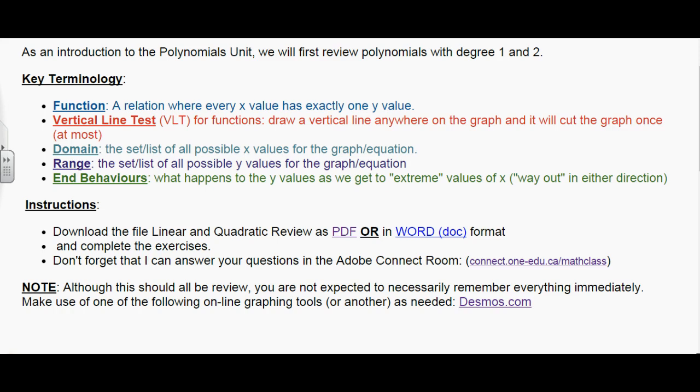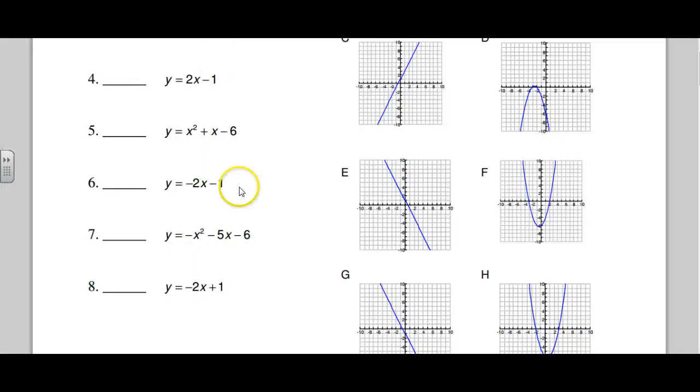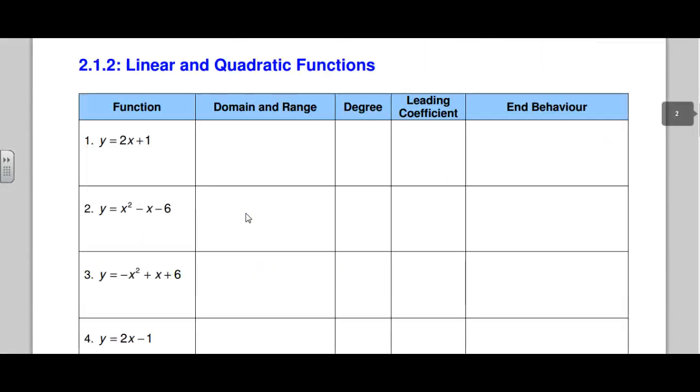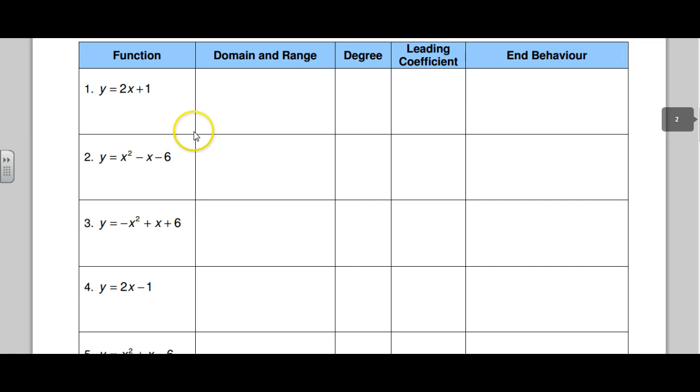And that's basically it for today. There are other sections to this after the matching. It's write the descriptors of the various parts. What is the domain and range given that equation? What is the degree of that equation?